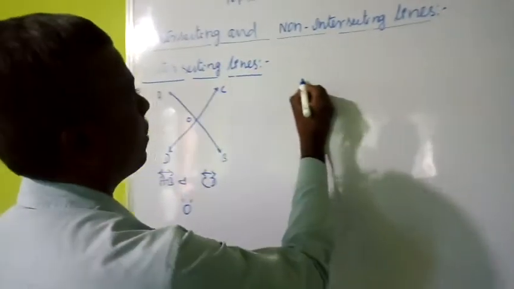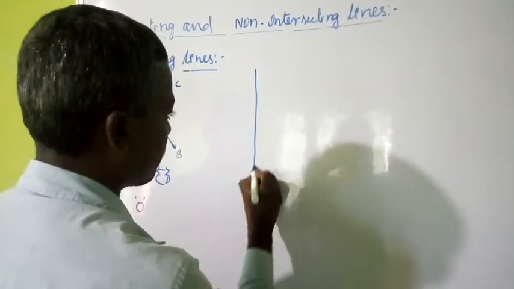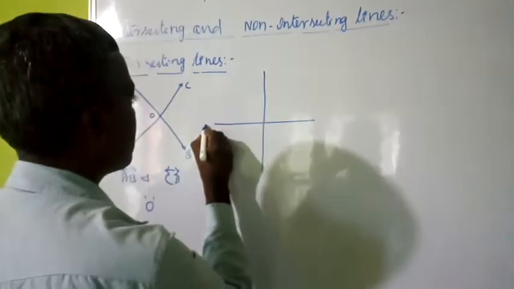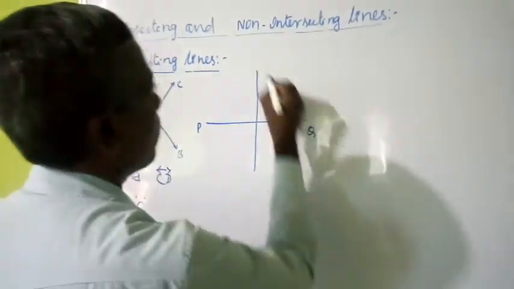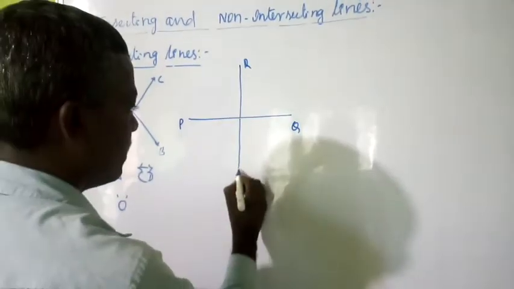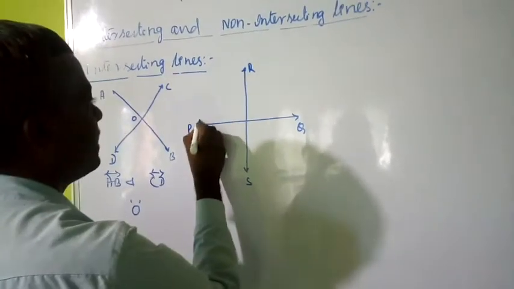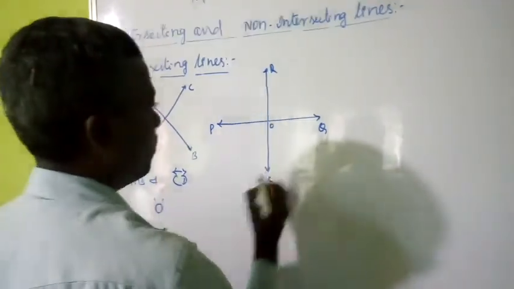So this is one more type. You should write like this also. So you already know this, perpendicular bisectors. This is your PQ, this is your RS. It means these are the two lines which are intersecting at O.